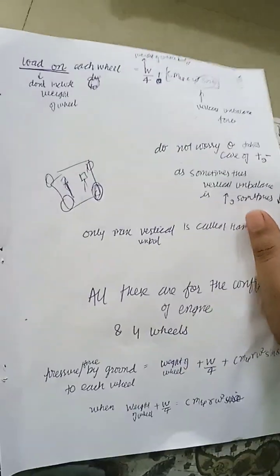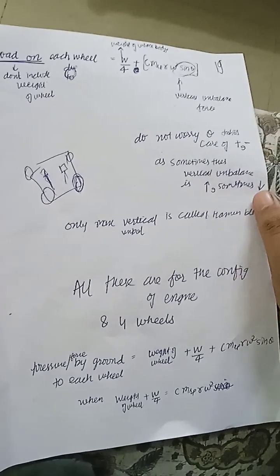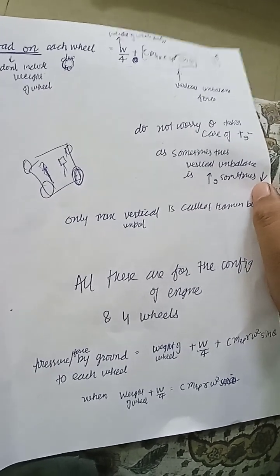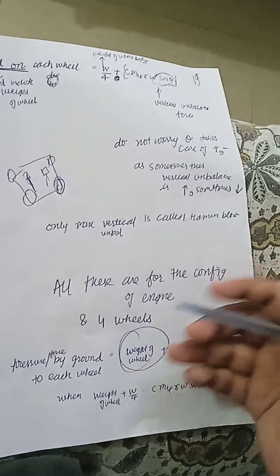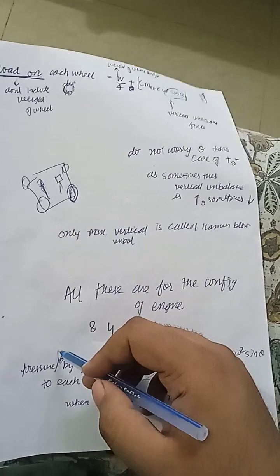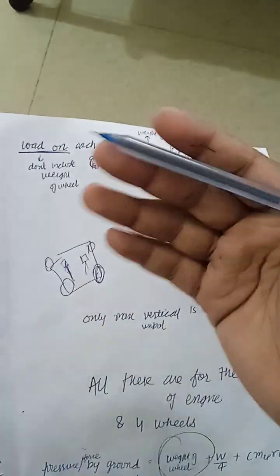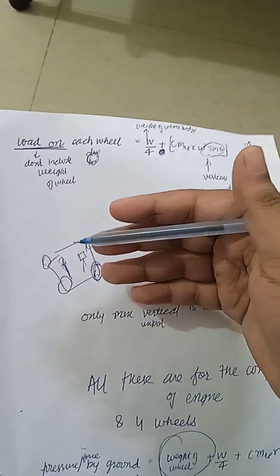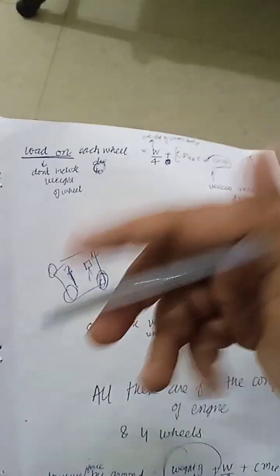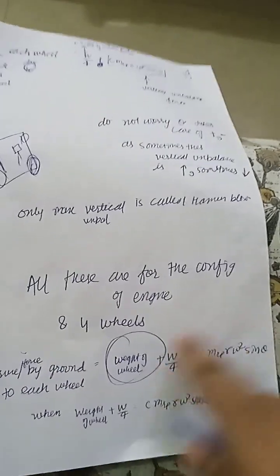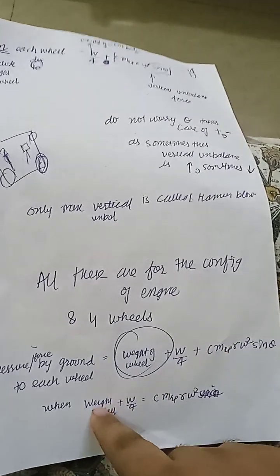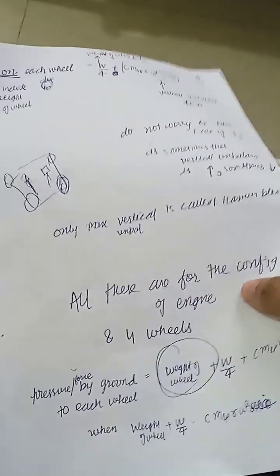So now the question can be asked like this. I have neglected the weight of the wheel. If you want the weight of the wheel, you can add the weight of the wheel. Load on each wheel is equal to the load given by the ground, action reaction. So W by 4 plus the vertical unbalanced force. If we neglect the weight of the wheel; if we want to add it, we can add it, no problem.